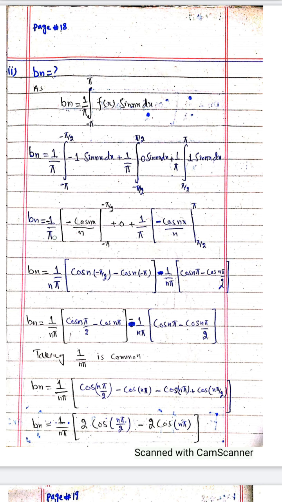bₙ is equal to minus 1 over pi, this minus we will take out from the integral, and the integration of sin nx is minus cos nx divided by n, with limit minus pi to minus pi by 2. This multiplied with this gives us 0. The integration of 0 is equal to 0, plus 1 over pi.